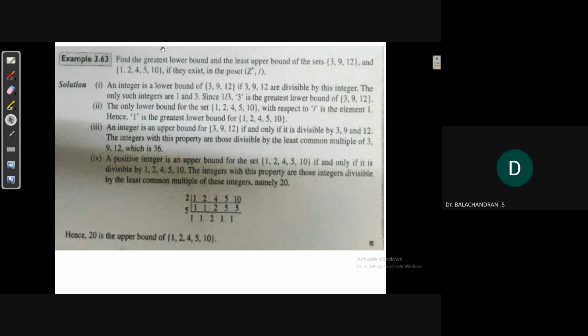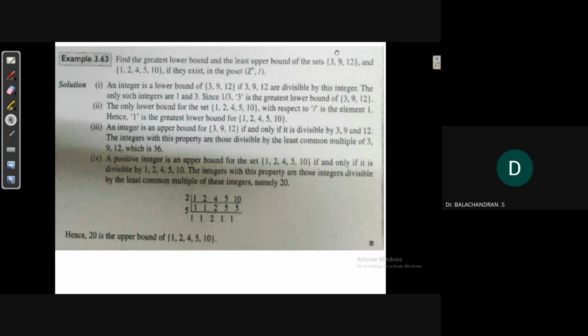And next problem. Find the greatest lower bound and least upper bound of the sets {3, 9, 12} and {1, 2, 4, 5, 10}, if they exist, in the poset Z plus, the set of all positive integers. The relation is divides. So we need to find first the lower bound and then the greatest lower bound.